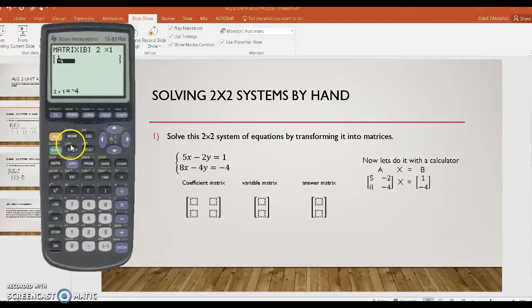Then really all you have to do is get out of this mode. I'm going to go to second quit. I'm going to go to matrix A, but I want the inverse of that matrix, and my inverse button is right here, x to the -1st. So now I have the inverse of A, and I'm going to multiply that times matrix B. And when I do that, you see that I get 3, 7, which is the exact same thing that we had when we did this by hand.